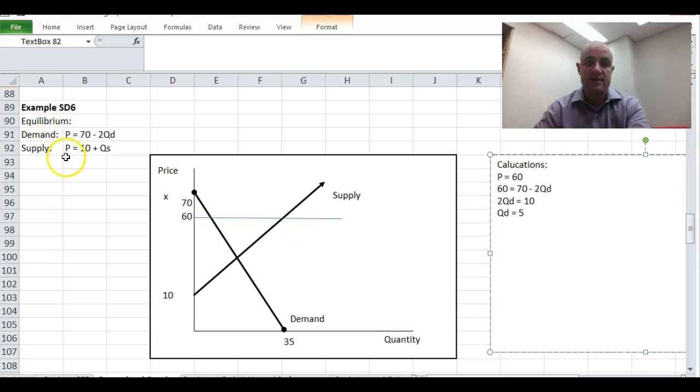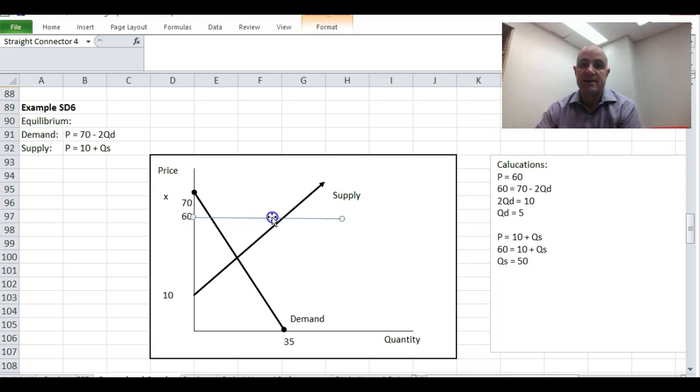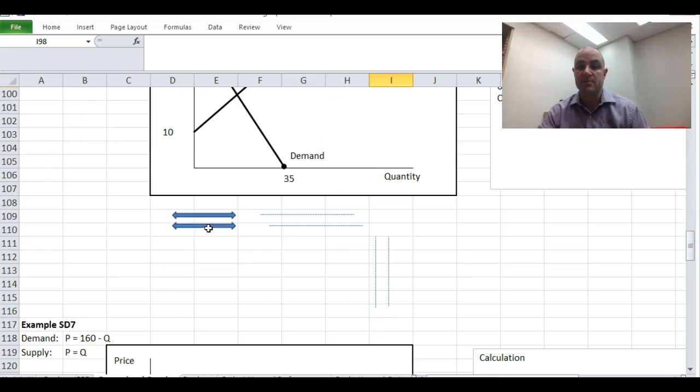Now, if we do this for the supply, we have price equals 10 plus 2 QS. When we have the price at 60, 60 equals 10 plus 2 quantity supplied, and so you find the quantity supplied is going to equal 50. Okay. So here's what we have when we have this high price of 60. We have 50 units that are supplied and only 5 that are demanded. So there is more quantity supplied than quantity demanded.